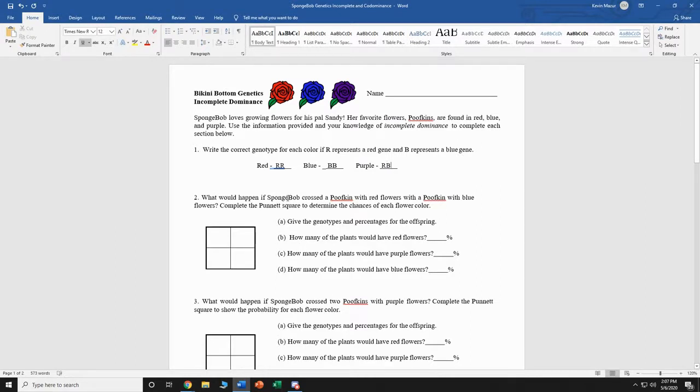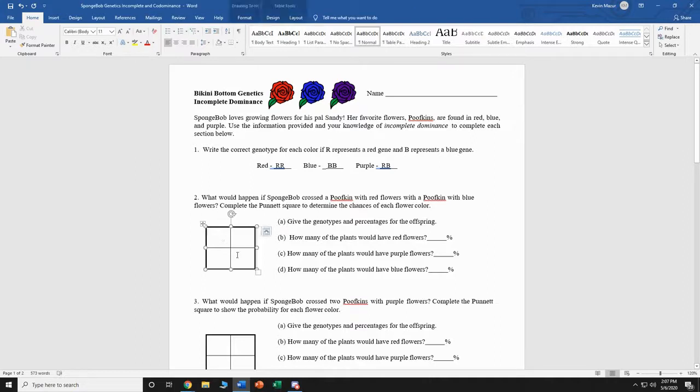It says, what would happen if SpongeBob crossed a puffkin with red flowers with a puffkin for blue flowers? Fill out the Punnett square and determine the chances of each flower color. So we're going to wind up having in here, looks like I can't quite write where I want to write, but right here is going to be red. So it's going to be big R, big R.